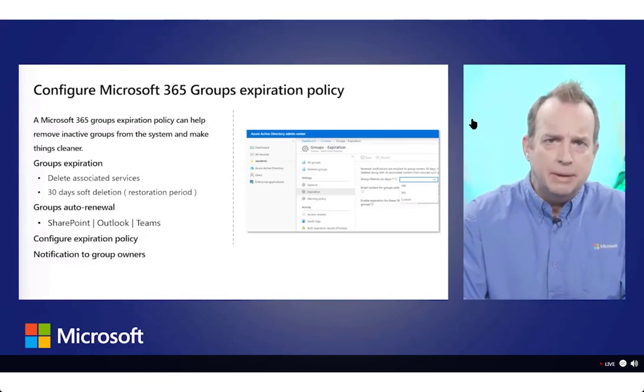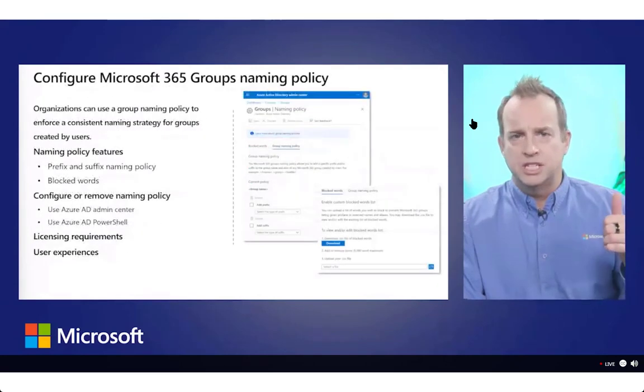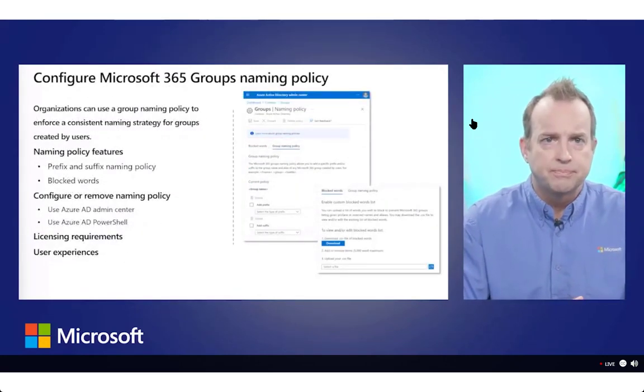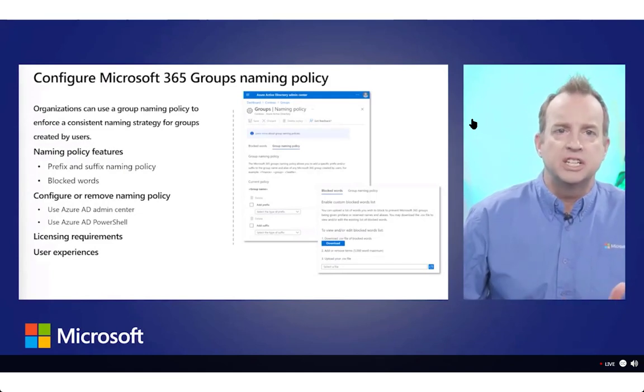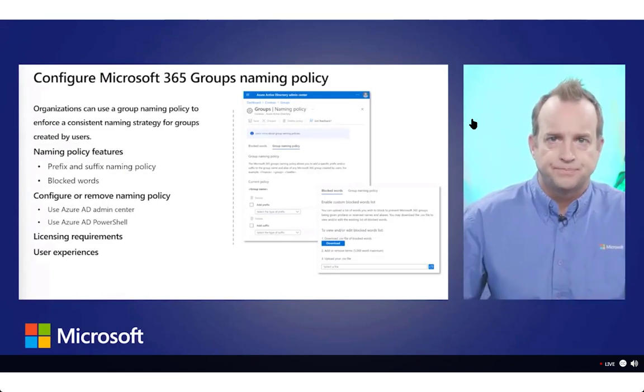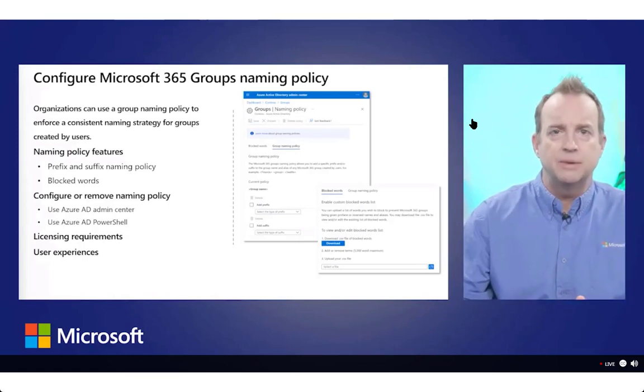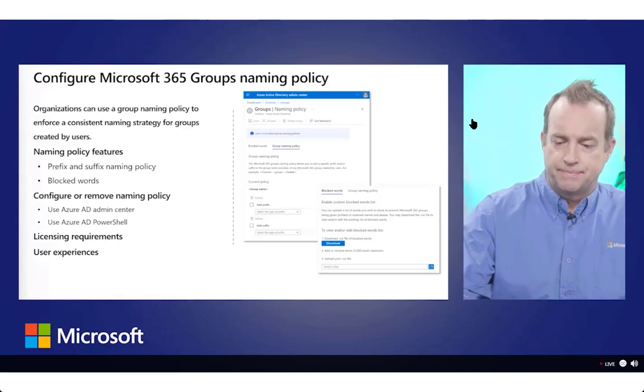Here's where we can set up a naming policy. You can choose a specific prefix and or suffix. You can specify blocked words. And you can do this using the Admin Center, which is the easiest way. You can use PowerShell as well to set up a naming policy. You do need Azure AD Premium for this as well.